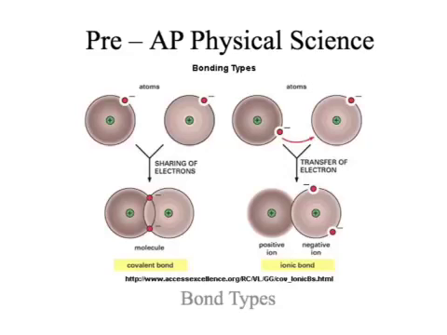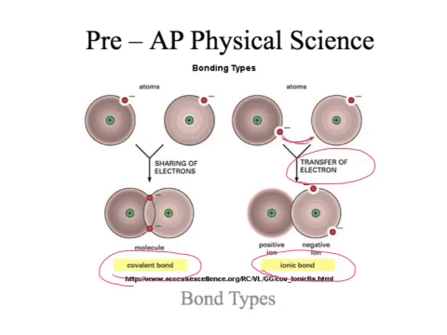Types of chemical bonds that we're going to talk about are covalent bonds and ionic bonds. Ionic bonds is where an electron from one atom gets transferred to a different atom. So one atom takes an electron from another.